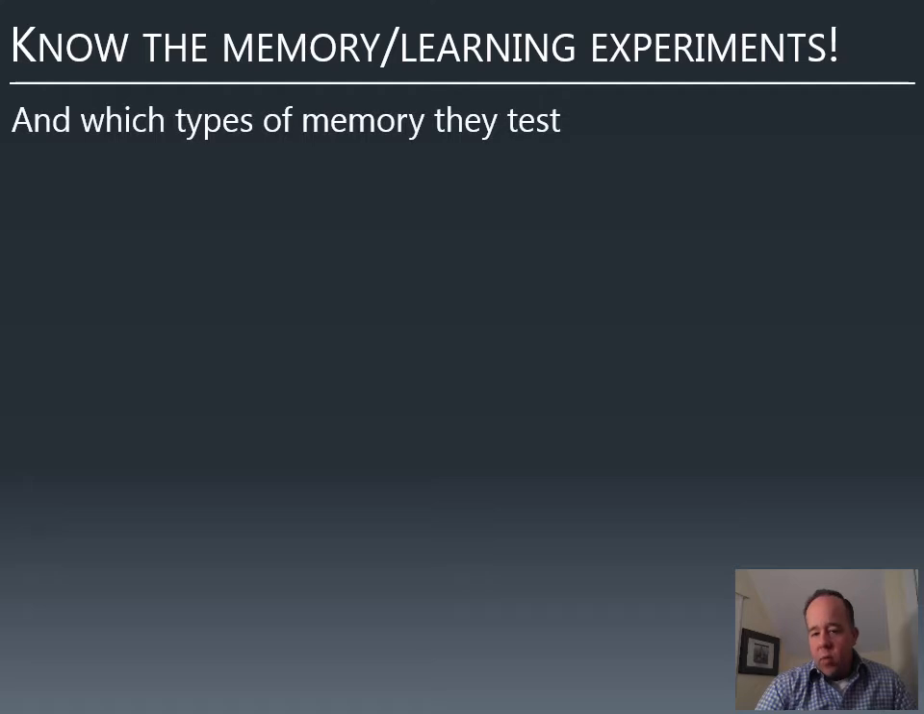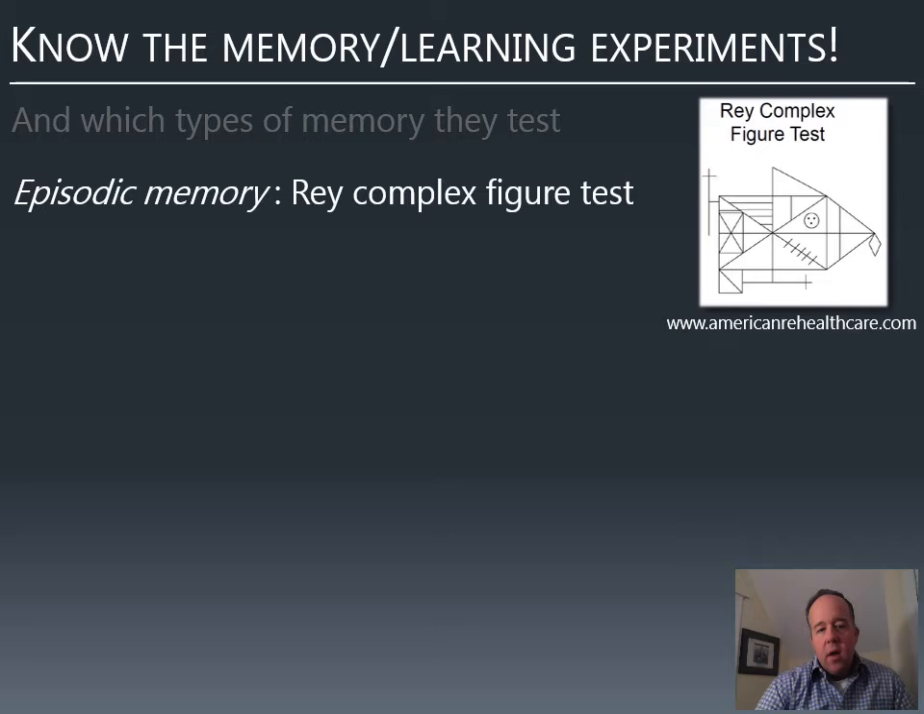And know the experiment and what kinds of memories they test. So mirror tracing, we just saw, is one of them. Episodic memory, we know we use the Ray complex figure test because it's something you have to remember that doesn't have any meaning. The image you see on the right cannot be described in terms of meaning. It's not as though it's a picture of a house. It looks kind of like a house, but if you just remember, oh, it's a house, you're going to miss a lot of the detail. You're not going to be able to recreate that figure very well. And so that's why the Ray complex figure test tests episodic memory.